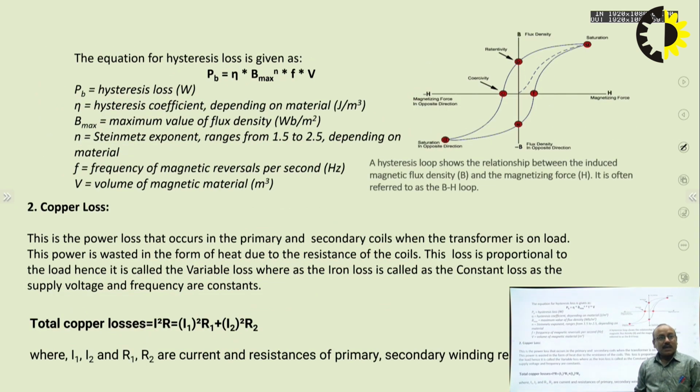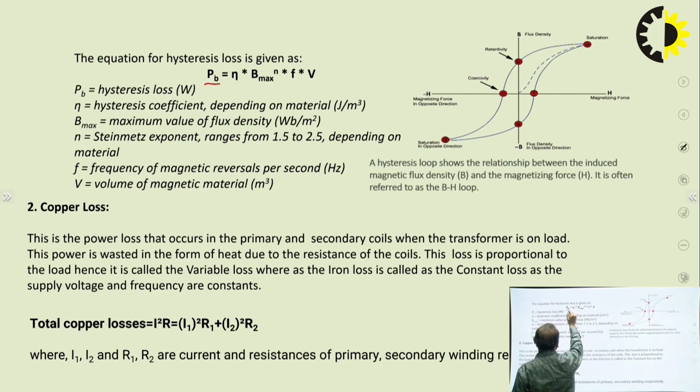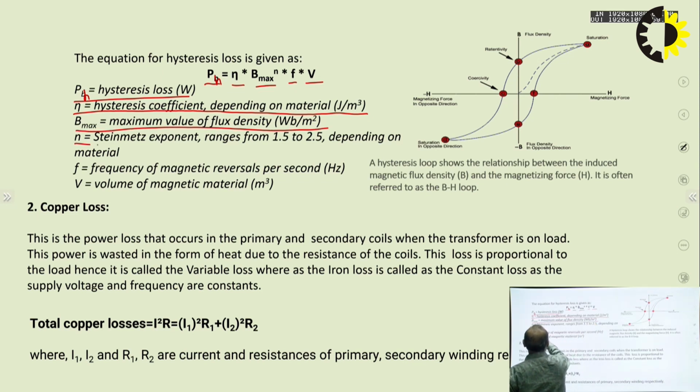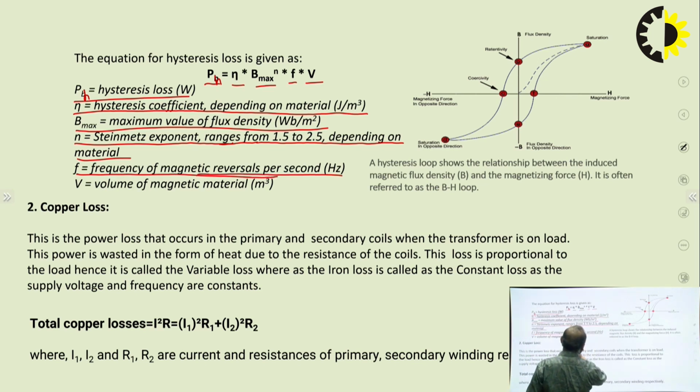Further, if we see the hysteresis loss expression, hysteresis loss is represented by Ph, and that is equal to eta into B max raised to the power n into f into V. The symbols are: Ph represents hysteresis loss in watts, eta is the hysteresis coefficient depending upon the material, and B max is the maximum value of flux density in Weber per meter square. n is Steinmetz exponent or Steinmetz constant. Its range is from 1.5 to 2.5 depending upon core material, and f is the frequency of AC supply, that is the frequency of magnetic reversals per second in hertz, and V is the volume of magnetic material in meter cube.